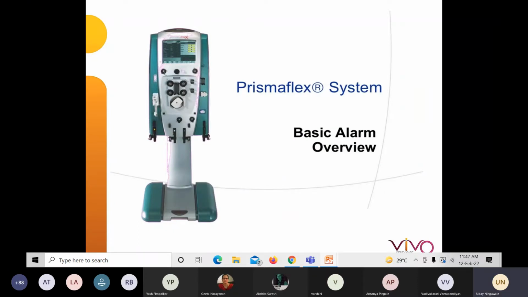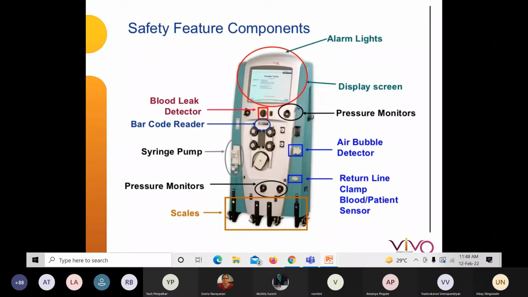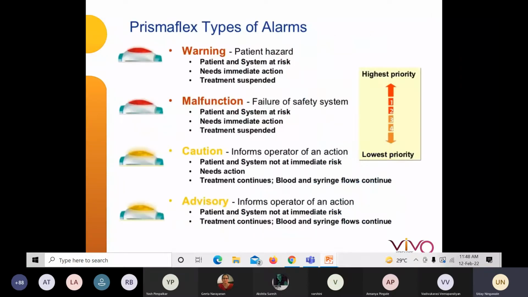And now we are going to see the basic alarm overview. What types of alarms come in the machine? The safety feature components are alarm lights, which indicate green, orange, or red, and the display screen. There is a blood leak detector, pressure monitoring, barcode readers, syringe pump, air bubble detector, return line clamp, pressure monitors, and scales. These are the safety features.